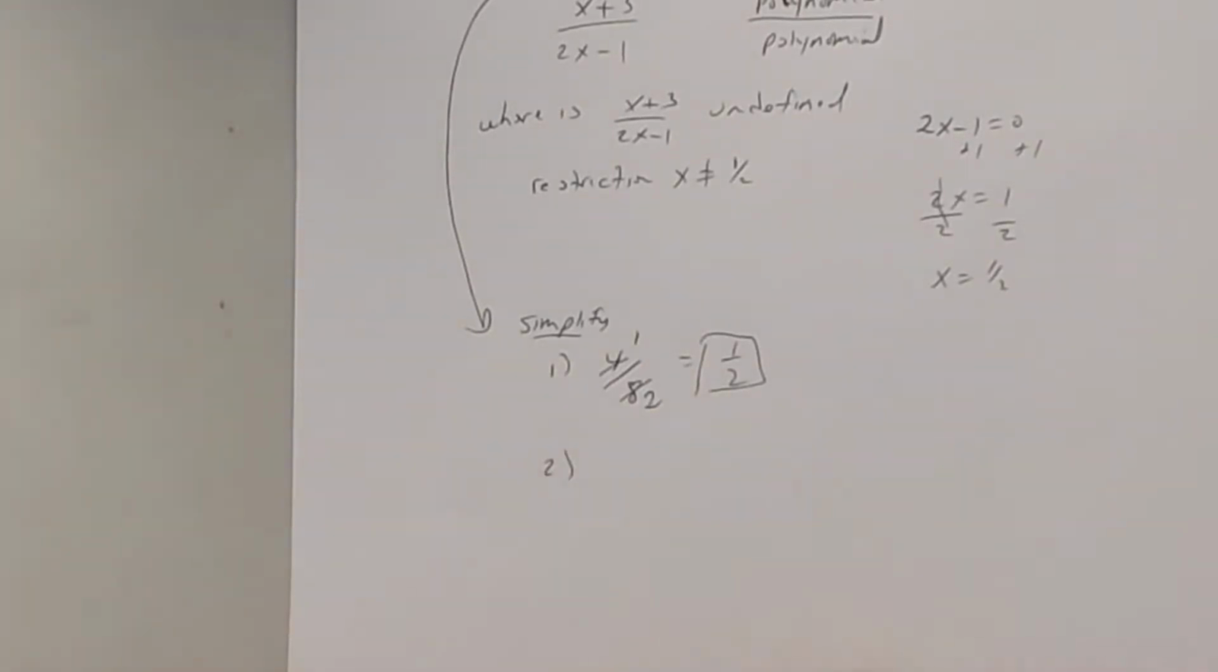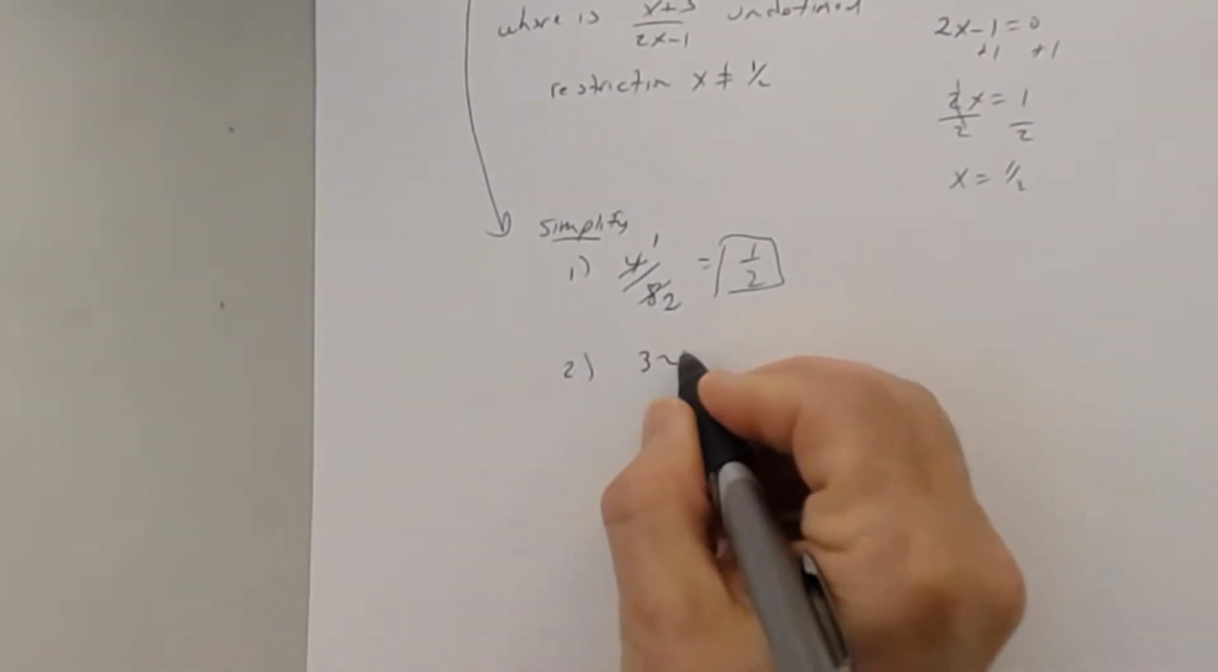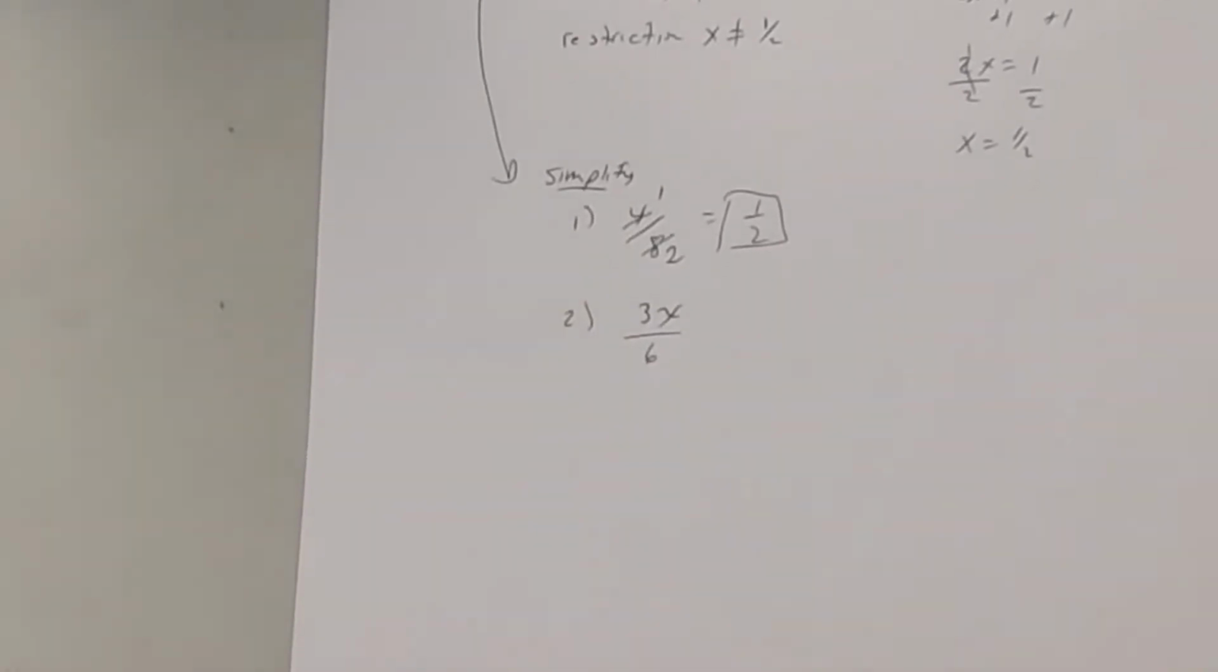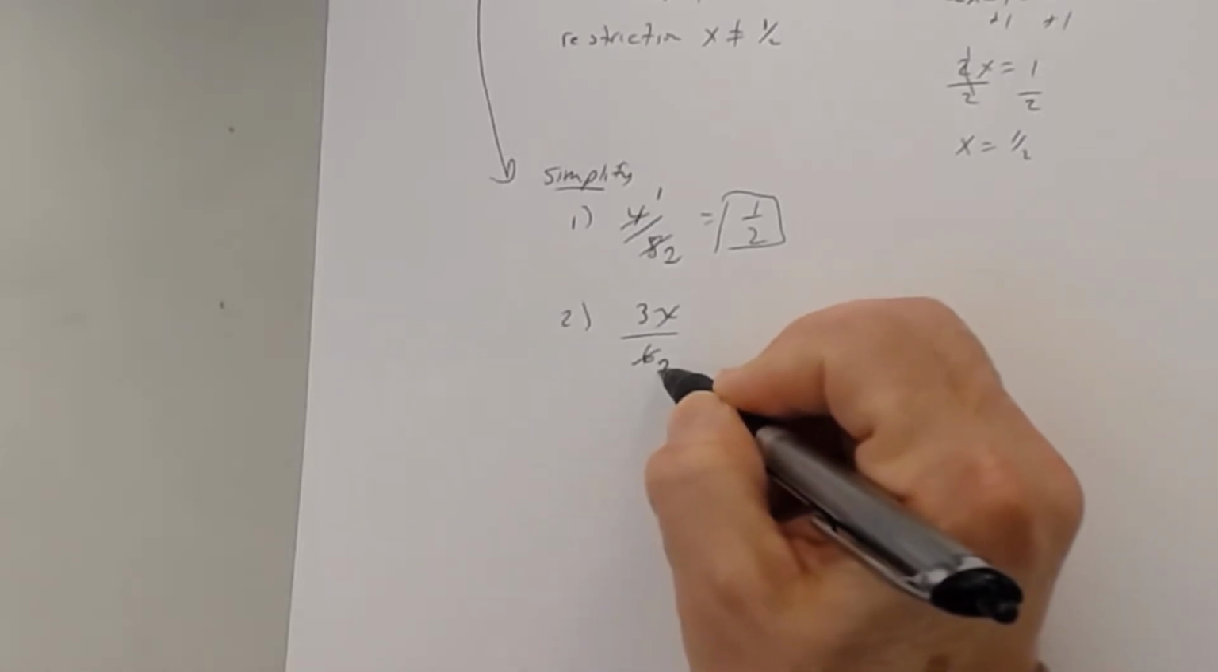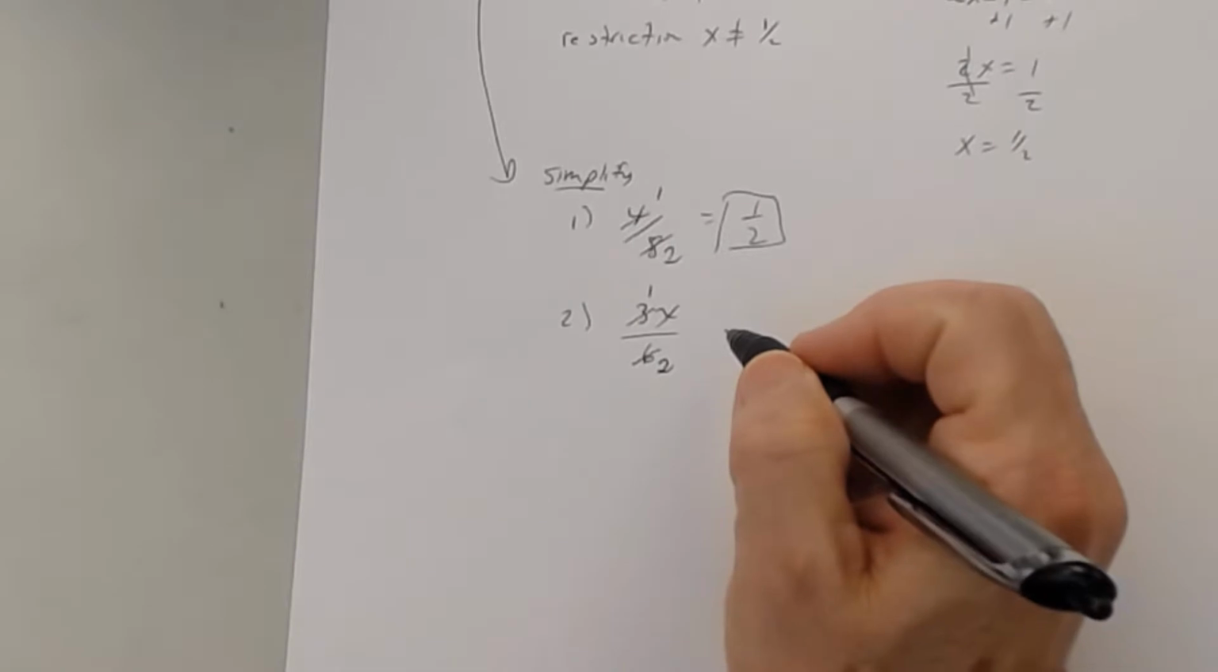Number 2, suppose this time I had 3x divided by 6. So let's see if we can simplify this rational expression. Can you simplify this? Yeah. What part of this can you simplify? The 3 and the 6, right? So what do 3 and 6 have in common besides the number 1? 3. So basically what you said was this. You would say 6 divided by 3 is 2. 3 divided by 3 is 1, right?